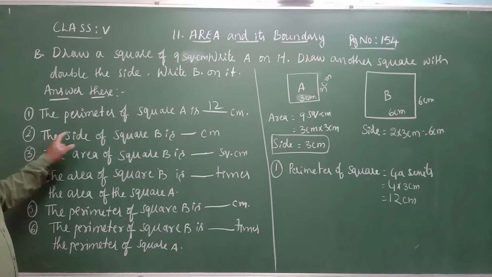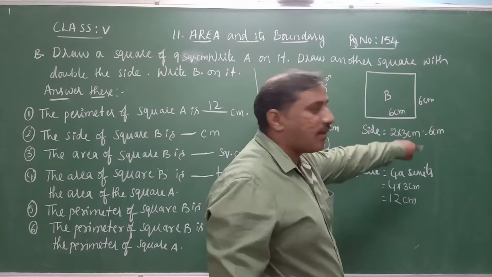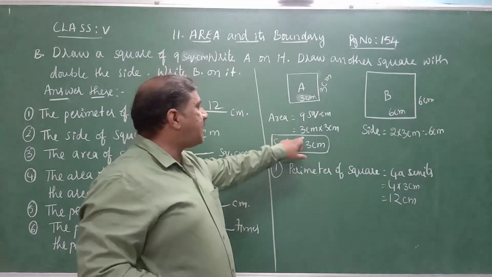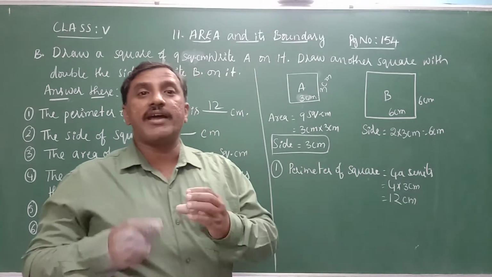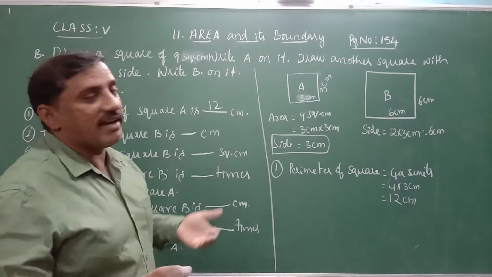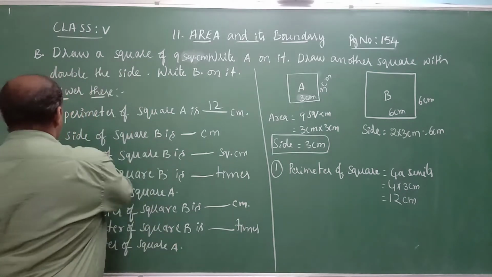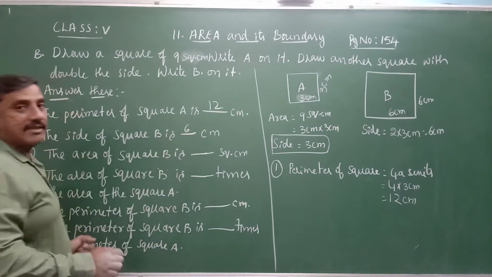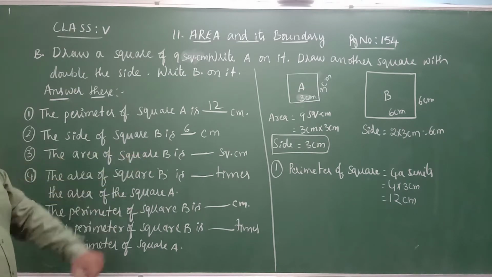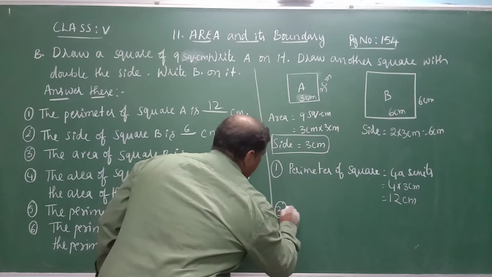Next question. The side of square B is equal to how much? 6 centimeters. Why? The side of square A is 3 centimeters. The side of square B is double the side of square A. Therefore, 2 into 3 is 6 centimeters. So the side of square B is 6 centimeters. Now, the area of square B is dash square centimeters. So, third question.